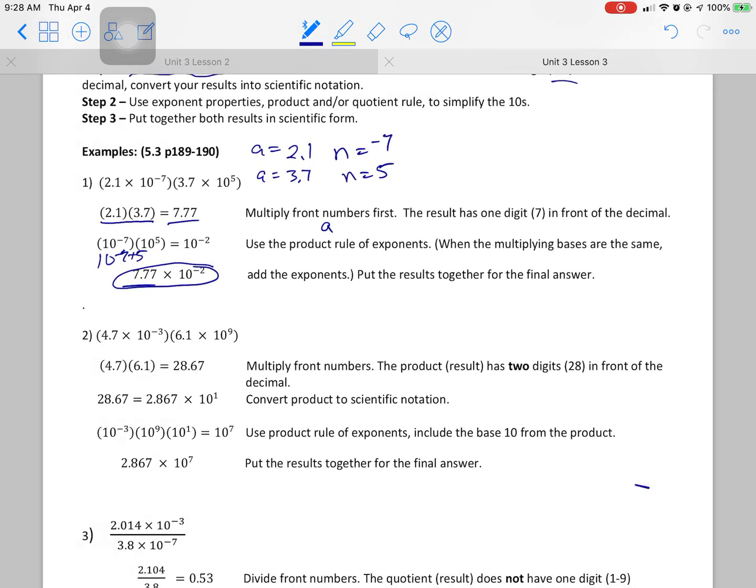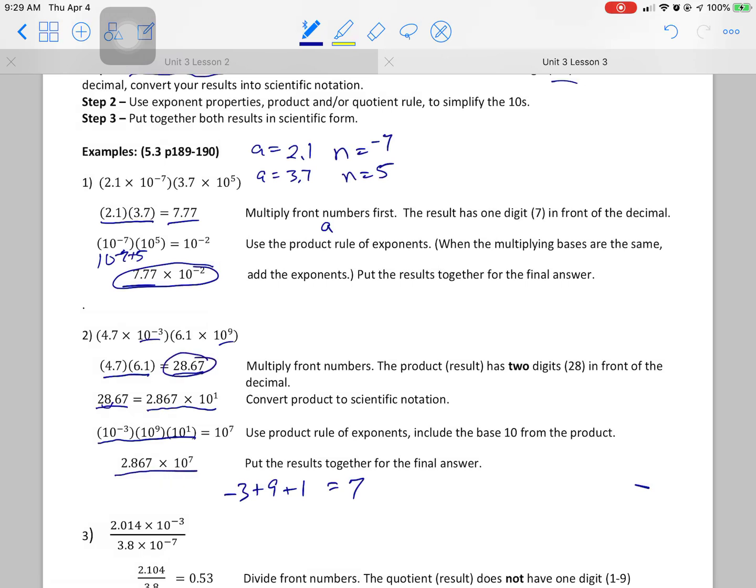Where it gets complicated is when you multiply the front two numbers and you get something that is not in scientific notation already. So you need to convert the 28.67 into scientific notation. You move this decimal one place. It was a big number. And then you add that in when you're multiplying across with the bases. So this one has a negative 3, this one was to the 9th. So negative 3 plus 9 plus 1, that's 10 minus 3 is 7. So that's why our final answer is this.